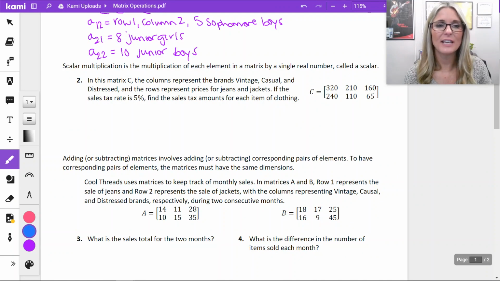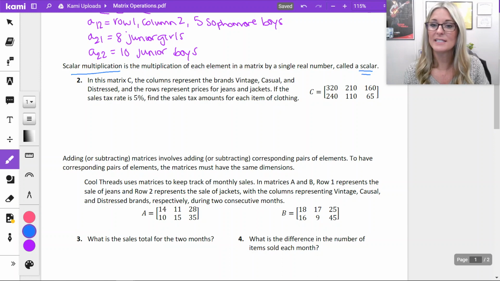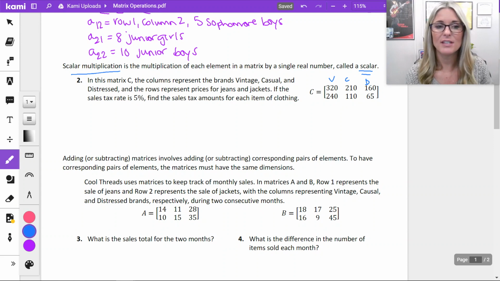Next in our notes, we're going to look at scalar multiplication, which is multiplication of each element in our matrix by a single real number called a scalar. So in matrix C, shown to the right, the columns represent the brands vintage, casual, and distressed, and then the rows represent jeans and jackets. If the sales tax rate is 5%, find the sales tax amount for each item, or find 5% of each price here. These look like some really expensive jeans and jackets here.